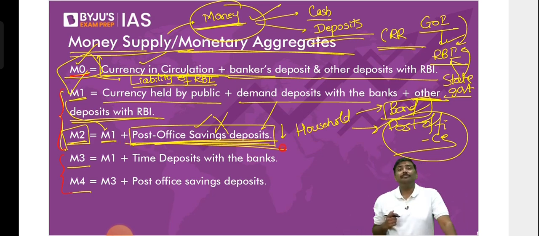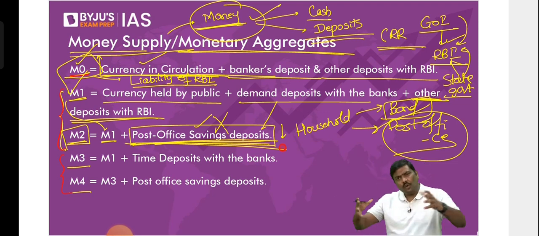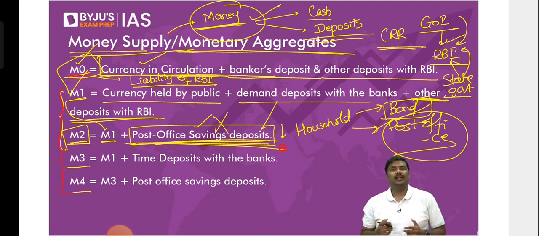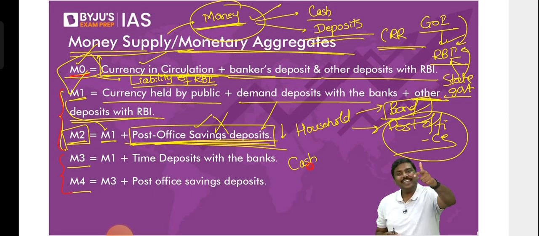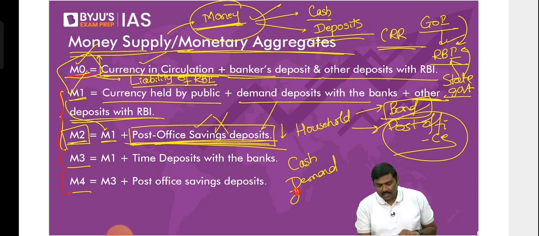Now let me go to the broad money. Broad money means what? Money supply, right? I'm looking at overall higher amount of money supply, even though it might have lower liquidity. Now tell me, you have counted cash held by the public. Sir, where did I count it? M1 and M2. You have counted demand deposits.